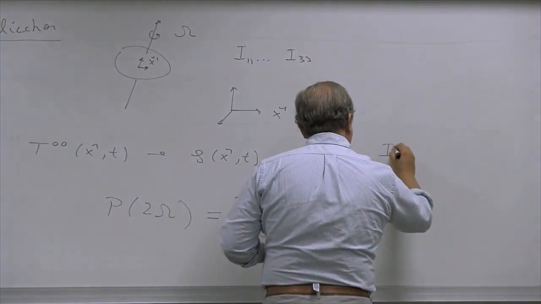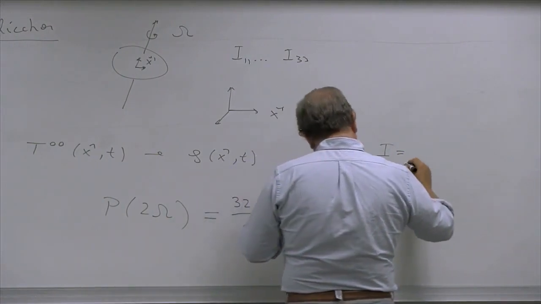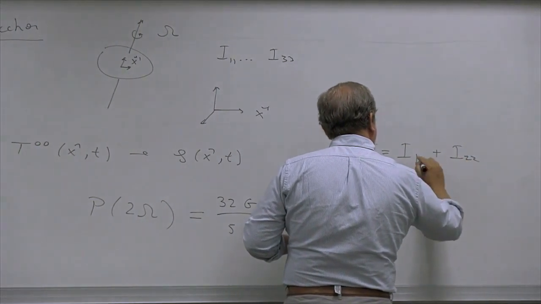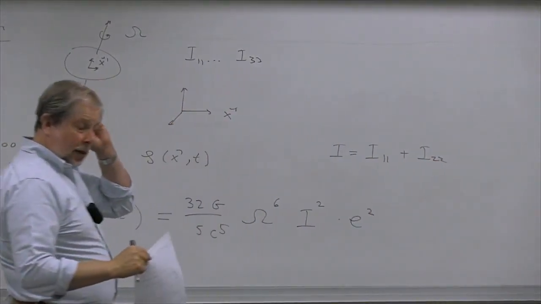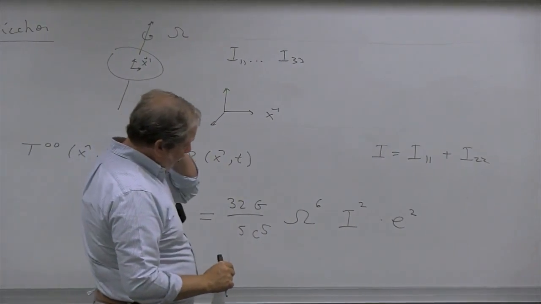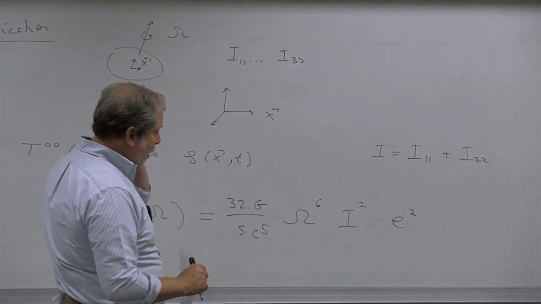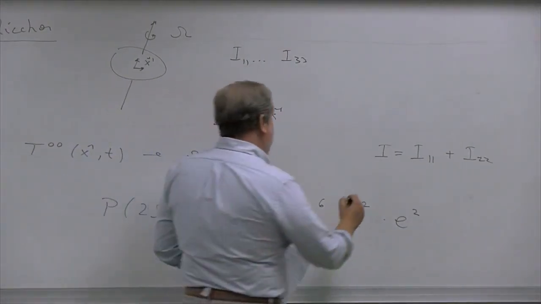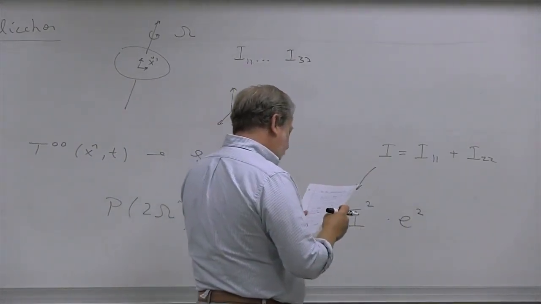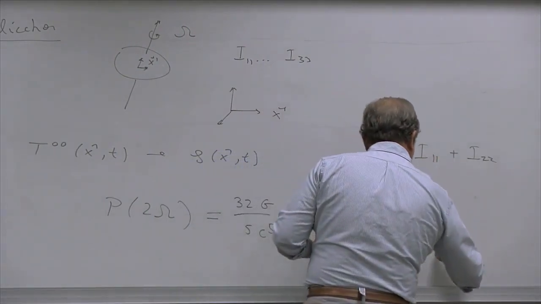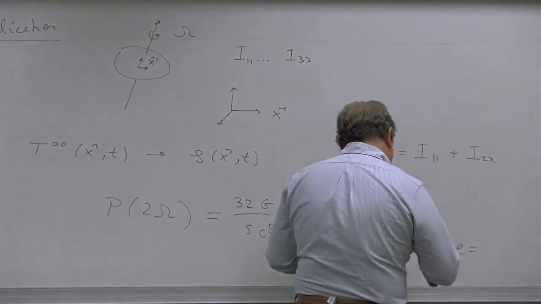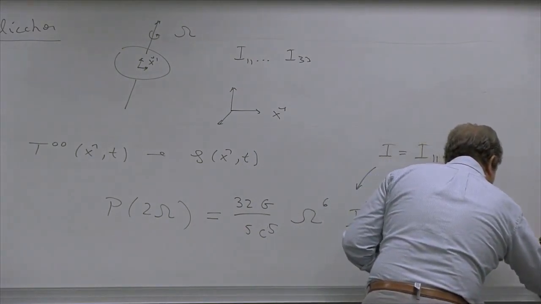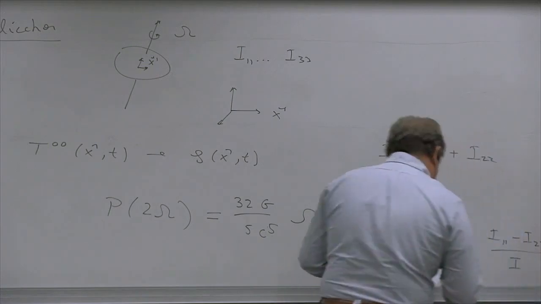So what is the I? Well, the I is equal to I11 plus I22, which in this case, I think every other moment of inertia is assumed to vanish. And so the sum of the two appears in here, and the e is the difference. So the difference, this e, is equal to I11 minus I22, and then divided by I itself.